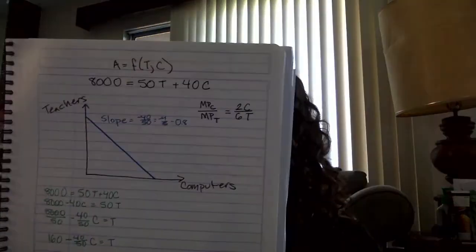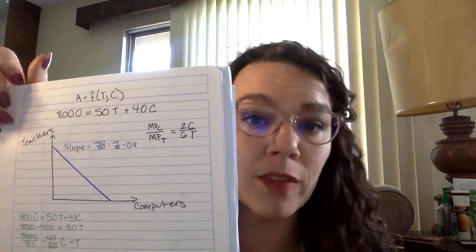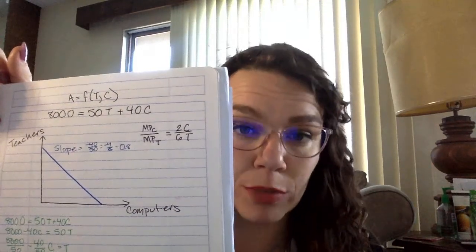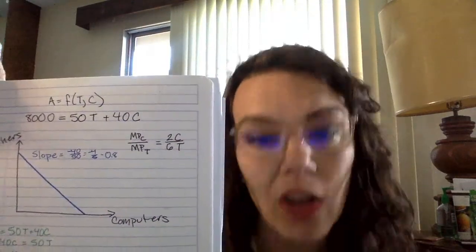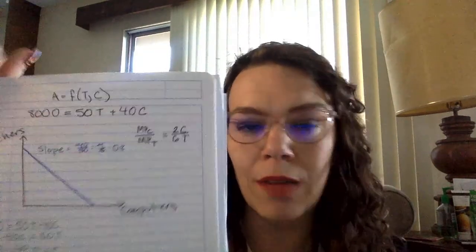Is that right? 160, sorry. And then for computers cost $40 each. I have $8,000 to spend on $40 computers. So if I want to buy all computers at $40 each, I can buy 200 computers. And so you can enter those endpoints in on your graph, and that is really going to help, I think, with the understanding of what's going on.